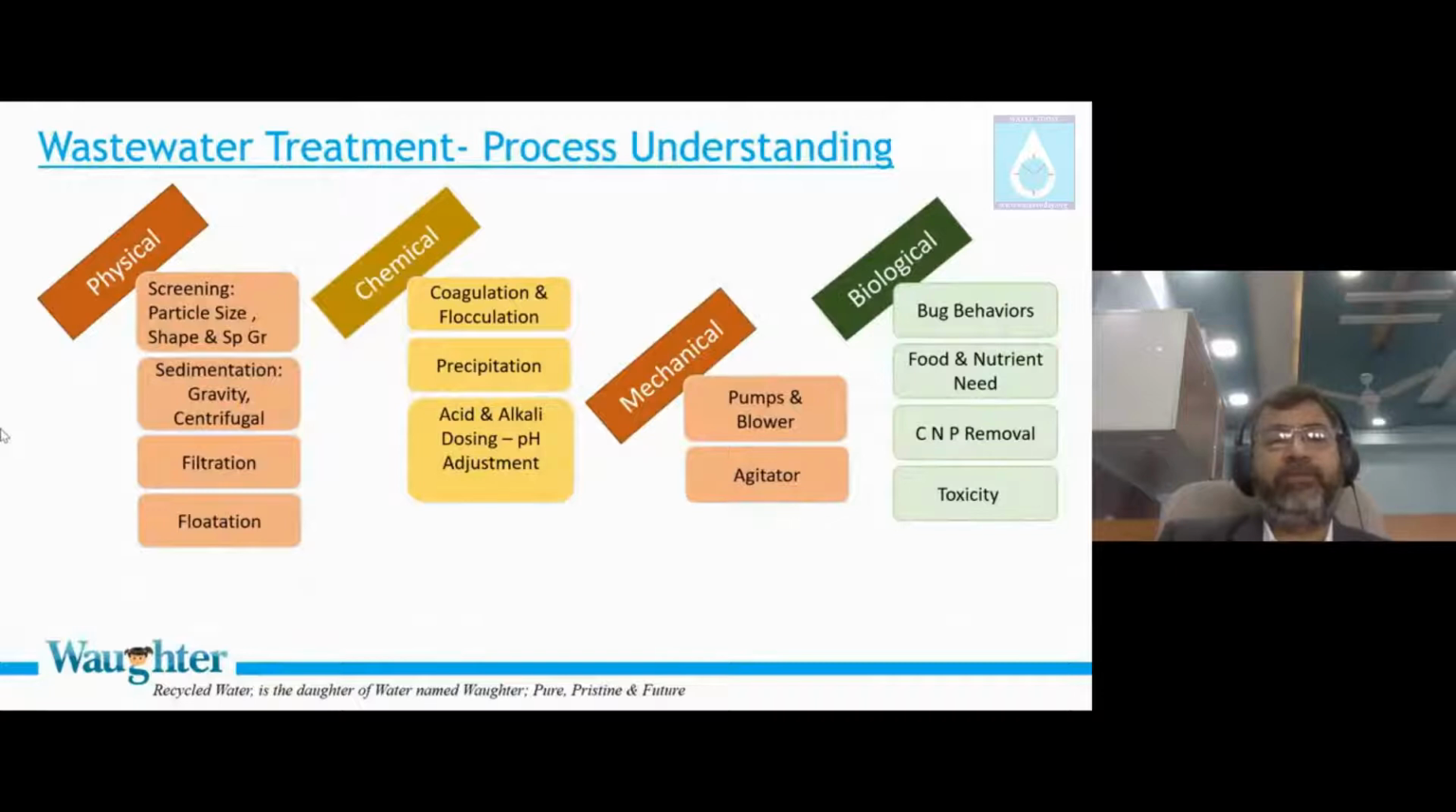So during this first fundamental presentation, let us try to understand the physical aspects. When physics is involved, it covers screening, particle size, shape, specific gravity, sedimentation, gravity sedimentation, centrifugal forces, filtration, and flotation. When we talk about all these technologies, a lot of your knowledge of physics will come into the picture. When we talk about coagulation, flocculation, precipitation, and acid and alkali pH adjustments, a lot of chemistry knowledge will come into the picture. And when you have to understand bug behavior, food, nutrients, carbon, nitrogen, phosphorus removal, and toxicity, you will have to understand biological science. So a good engineer is someone who has strong physics, chemistry, and biology. All three have to become strong, which is typically a problem.